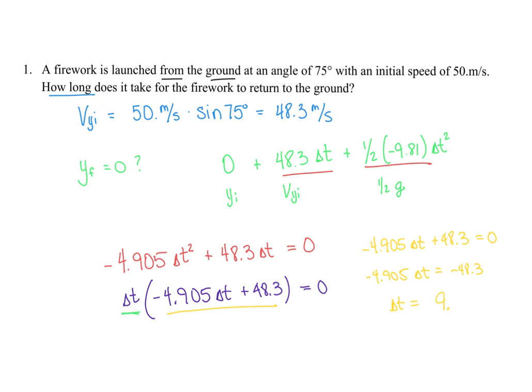9.8 seconds. Why is it two significant digits? Let's talk about this. This has 2. This has 2. All right, because we're multiplying stuff, we're going to use the least number of significant digits there.